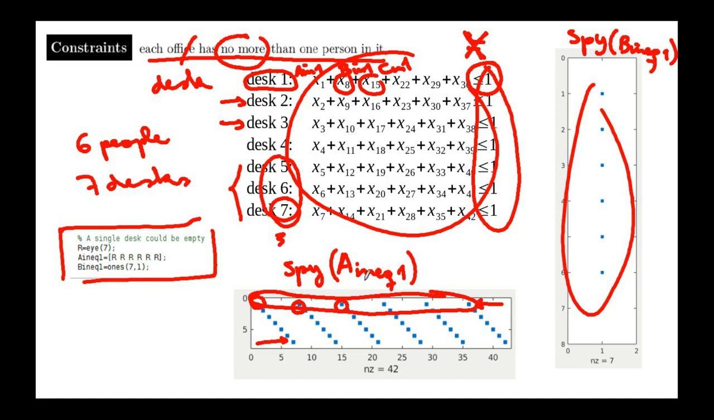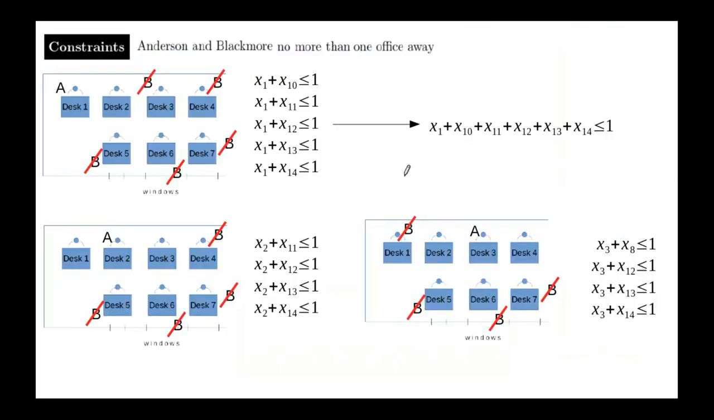As you can figure out, we will have more inequality constraints, because here I have a 1, so here we will have the inequality of the second group of inequalities. Here we have an additional type of constraint, that is A and B must be no more than one office away. So let's consider all the possibilities.